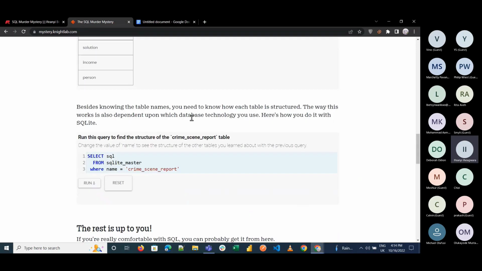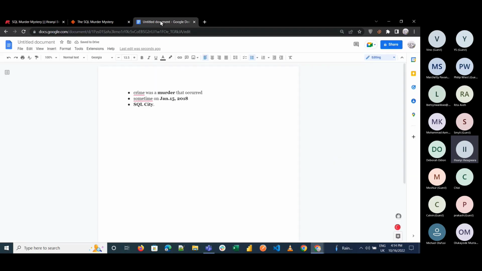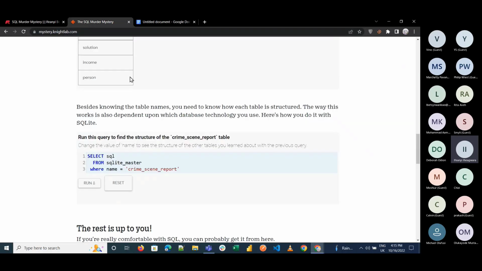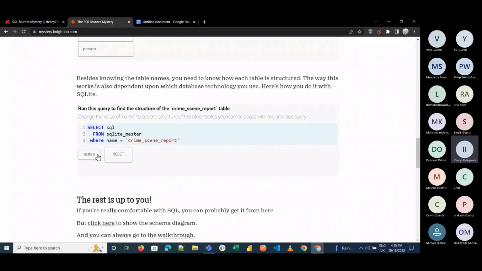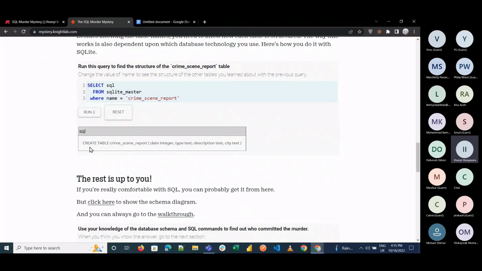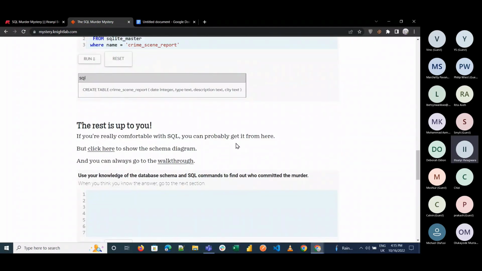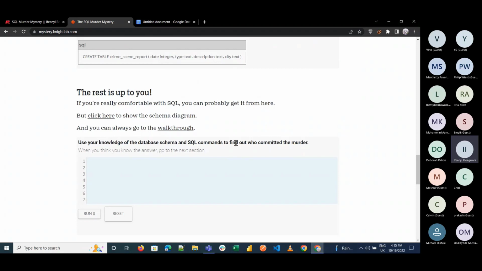We're also told that we should take a look at the table from the crime report, which is this table. So we run that here, and this is the table. Okay, so now it's left to us to get started on the game.